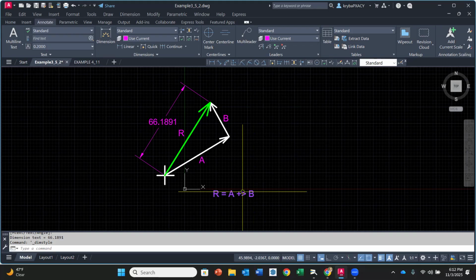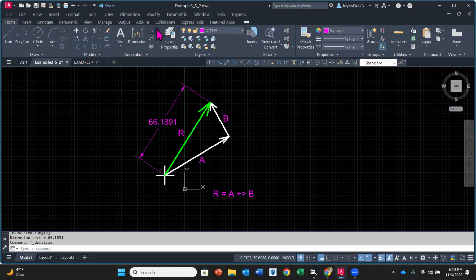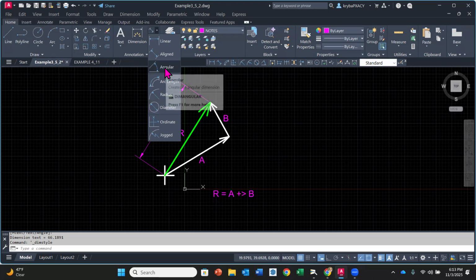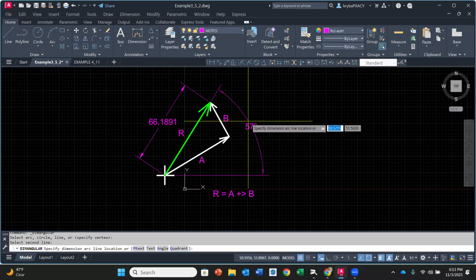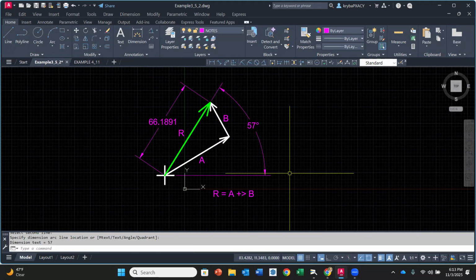I need the angle. So to get the angle, I go back to the home tab, arrow down. I'm going to do an angle dimension. This angle has to be from the horizontal axis or the vertical axis. You do not measure to another vector, okay? It has to be from a horizontal or a vertical. It's the only place it can be from. So I'm going to go from the horizontal axis to my resultant. And if I pull this out, there's my 57 degrees, okay?